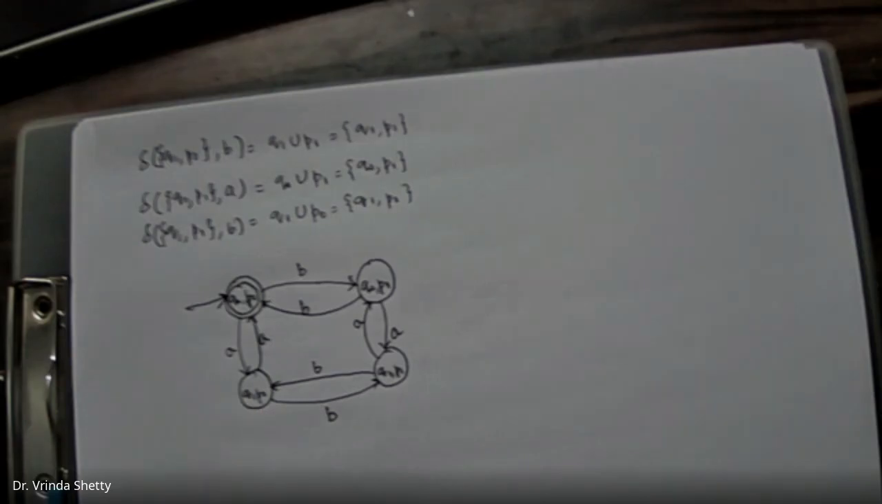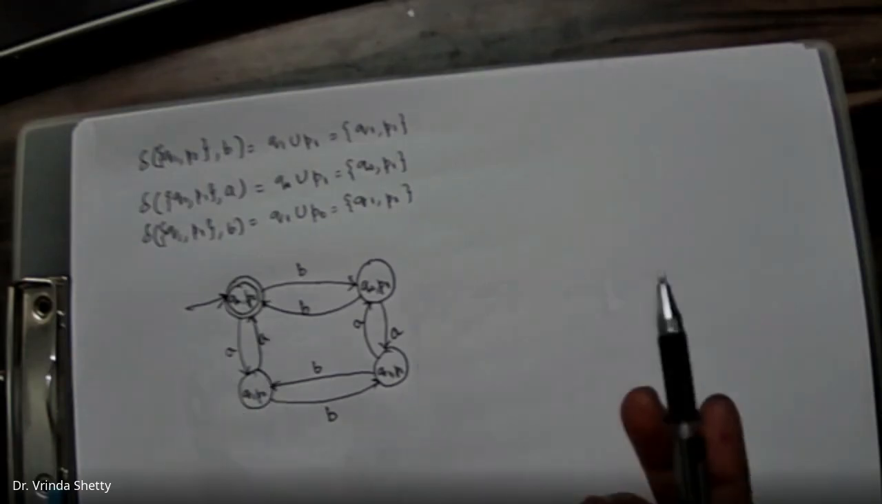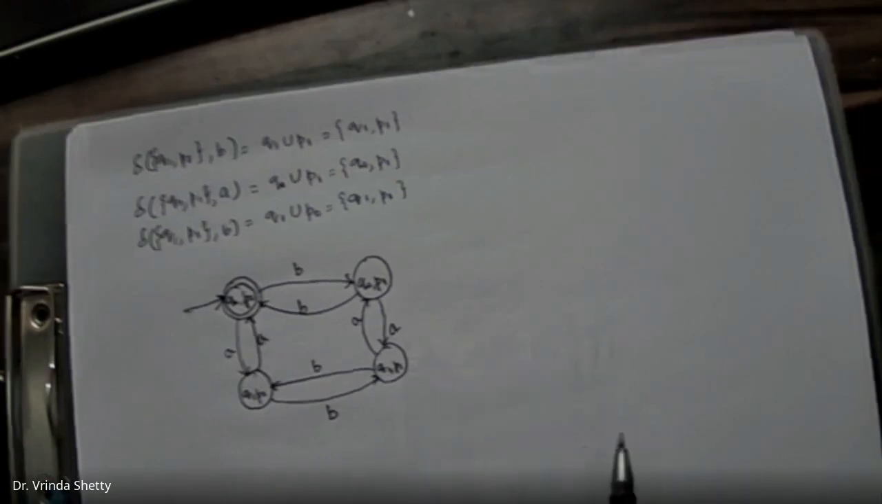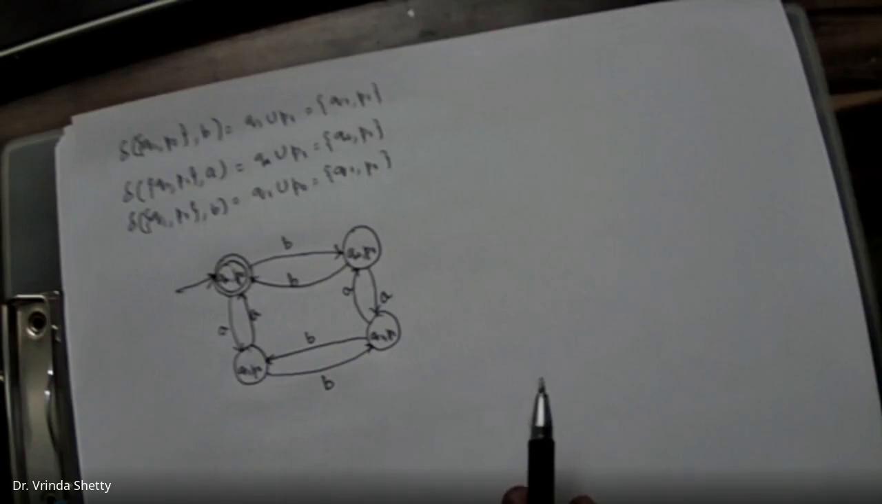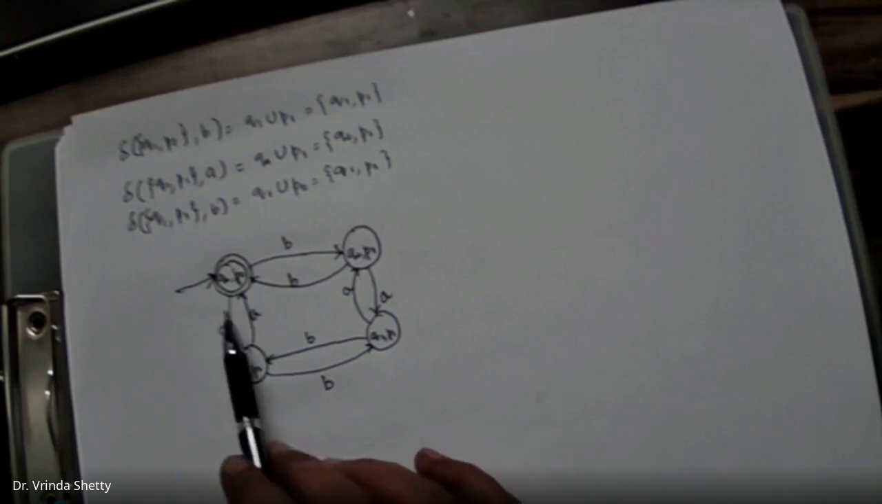So why have we taken this as the start state and accepting final state? Q0 is the start state of machine 1, and P0 is the start state of machine 2. So we are taking the cross product of both machines, and the state which consists of both Q0 and P0 is going to be the start state of our machine. So this is the start state.